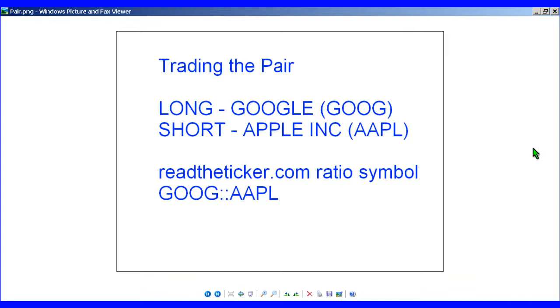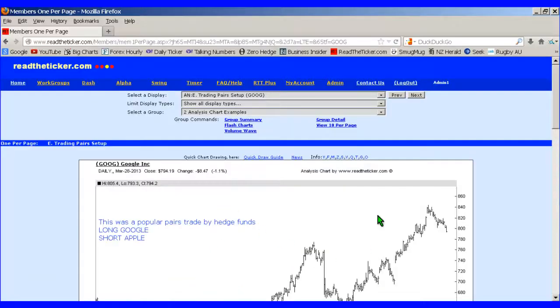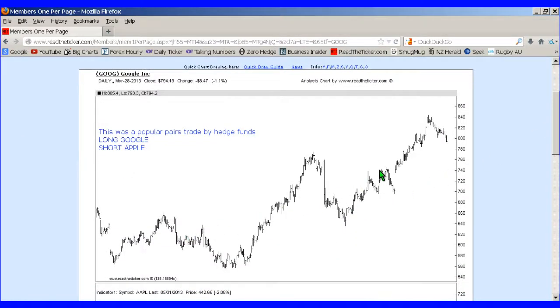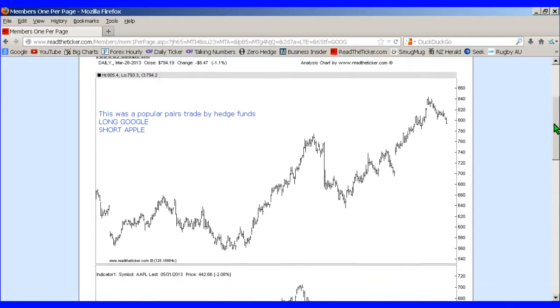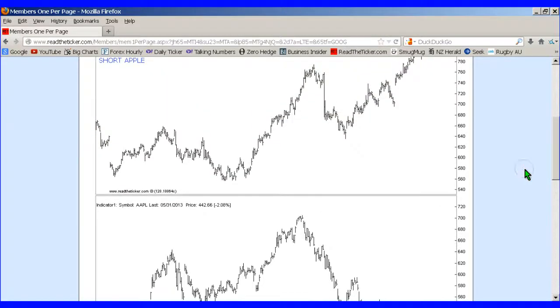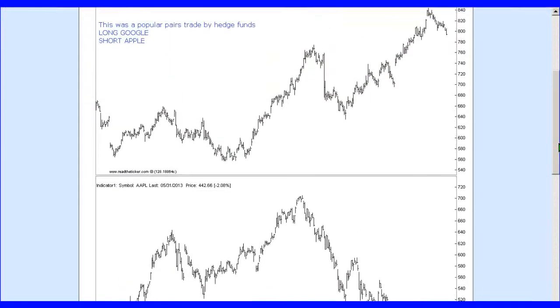A very popular trade in recent times has been going long Google and short Apple. Readtheticker.com's ratio symbol is Google:Apple. For example, here we have a simple chart of the Google stock price, and here we have a simple chart of the Apple stock price. I'll just make that a bit larger.